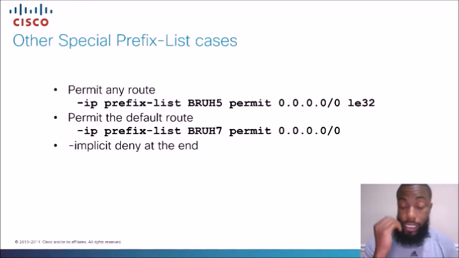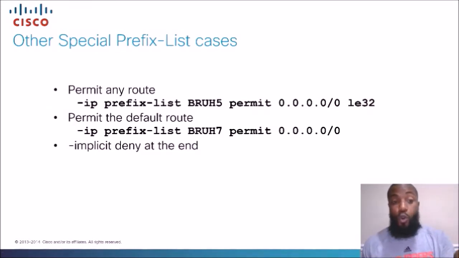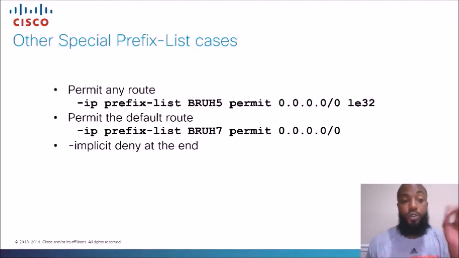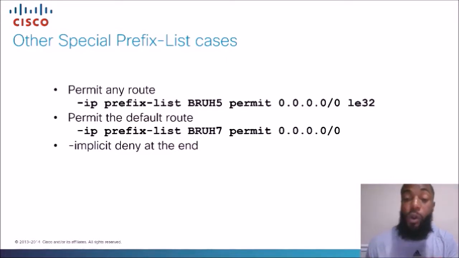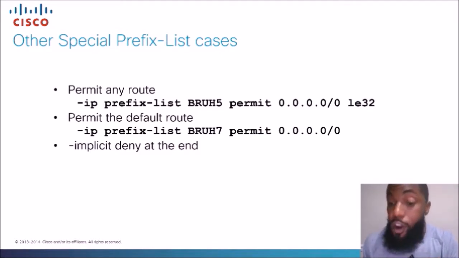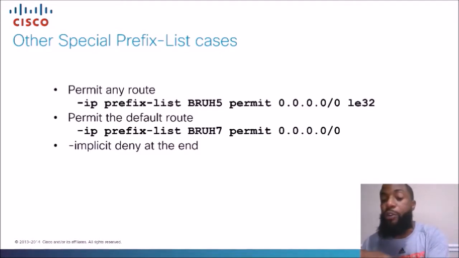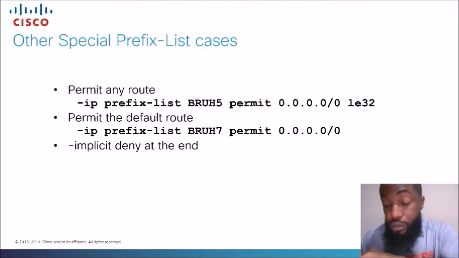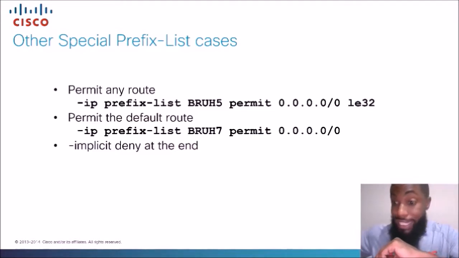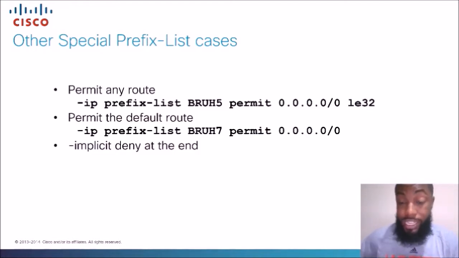We will actually cover that when we do hands-on. If you do the first one, you are permitting any route. You go into config mode, IP prefix list, name the list. In this case, I named it bruh5. Permit, and then quad 0/0. That's basically a default route, right? And then you're doing less than or equal to 32. So that means less than or equal to a subnet mask of 32. So the wildcard is really quad 0 also. So with quad 0, you're allowing any route to come through.